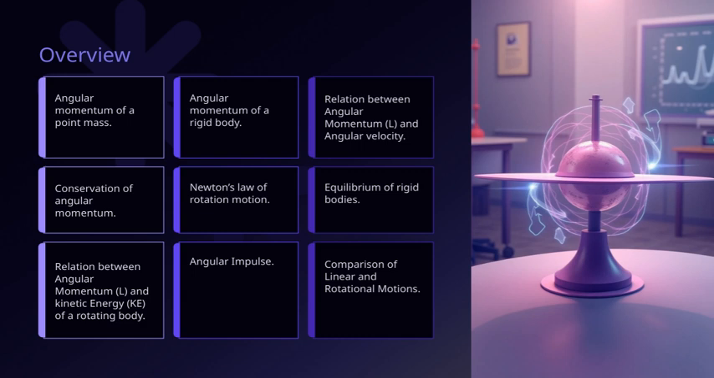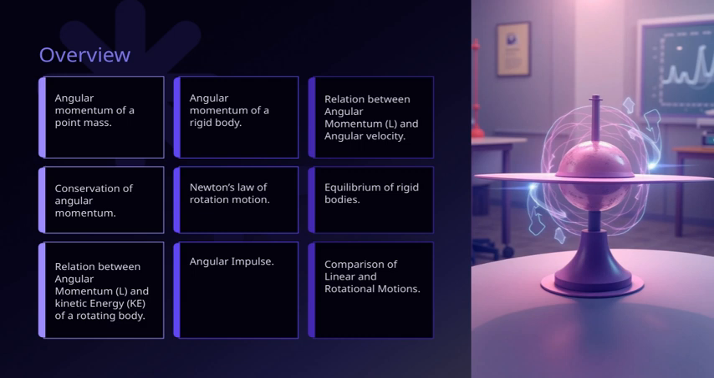It's similar to linear impulse, but in the rotational context, and it helps us understand how to control or alter rotational motion. Now, an interesting connection exists between angular momentum and the kinetic energy of a rotating body. While both are linked to the body's motion, kinetic energy depends on the square of angular velocity, illustrating how energy and momentum are related but not identical in rotational dynamics.